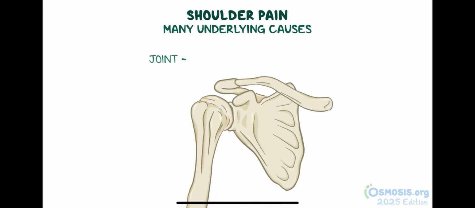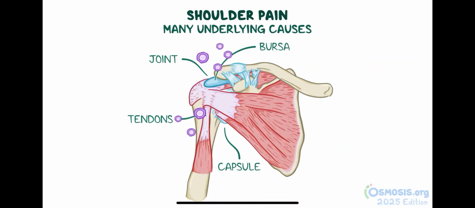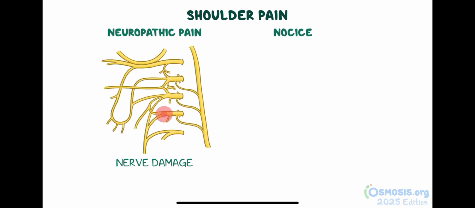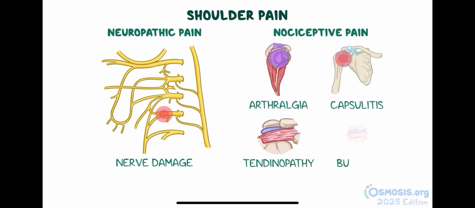Shoulder pain is a common symptom with many underlying causes, including conditions affecting the joint, capsule, tendons, or bursa. It's important to first identify if your patient's shoulder pain is due to trauma or infection. Other possible types of shoulder pain include neuropathic pain from nerve damage and nociceptive pain from arthralgia, capsulitis, tendinopathy, and bursitis.